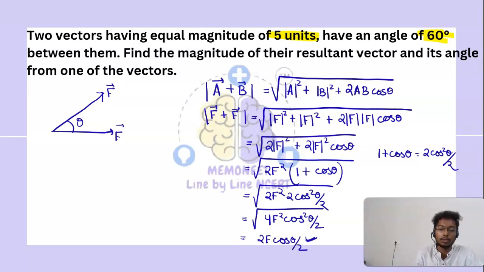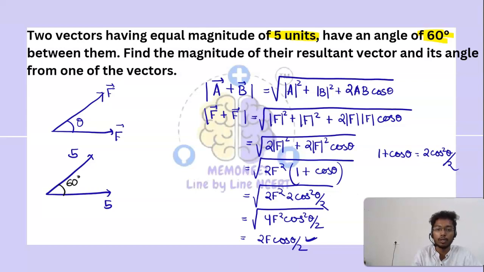So this is the sum of the vectors when both the vectors are equal and there is an angle between the vectors, that is theta. Okay. So we have here the question: two vectors having equal magnitude. So here the magnitudes are equal. Okay. So this is 5 units and this is also 5 units, and they are separated by the angle that is 60 degree.